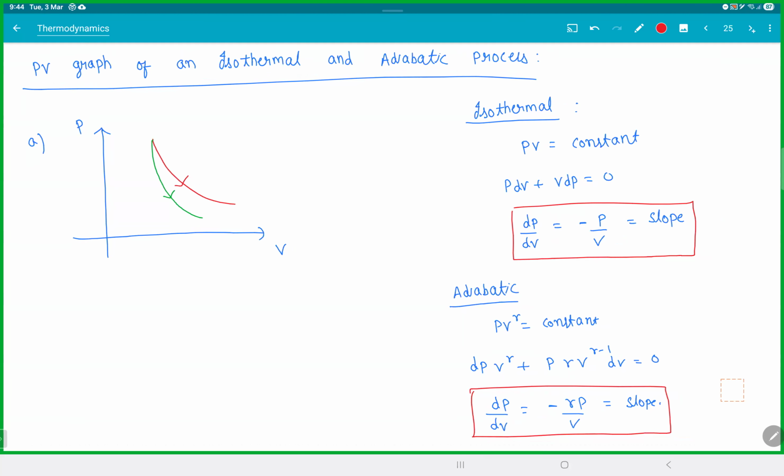So the way to remember this thing is the slope of an adiabatic process is steeper. So at the same point, the point of intersection, if you draw the tangents, the slope of adiabatic is steeper, meaning it is closer to vertical.